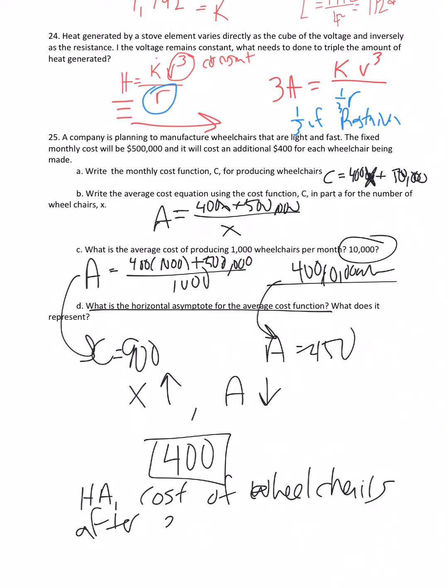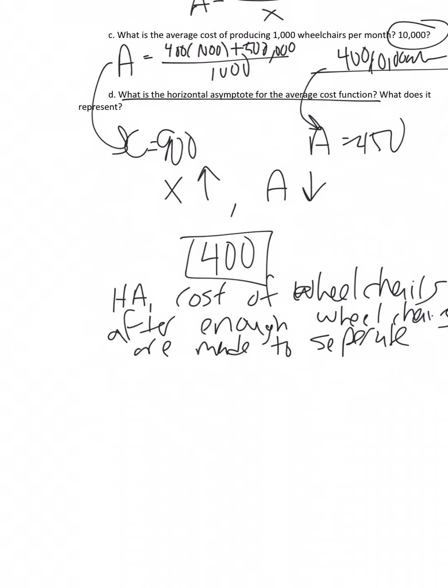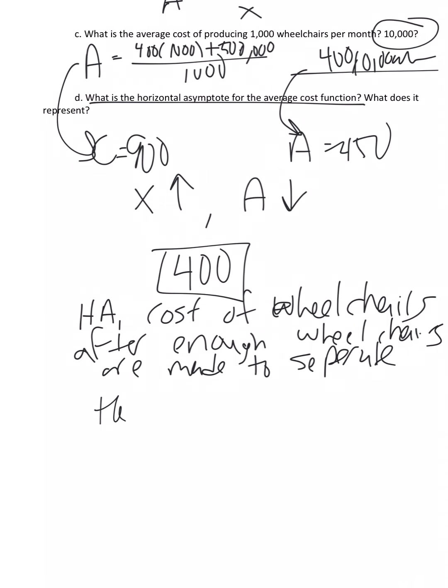after enough wheelchairs are made to basically separate. This is a really long explanation, you don't need it to be this long, to separate the startup cost. So I just want you to think that it basically allows us to separate that starting up cost and to make it less per wheelchair, which means the cost of a wheelchair is basically what we're going towards.